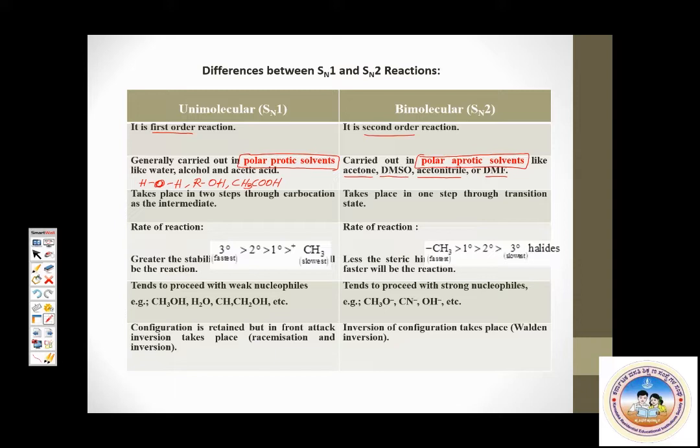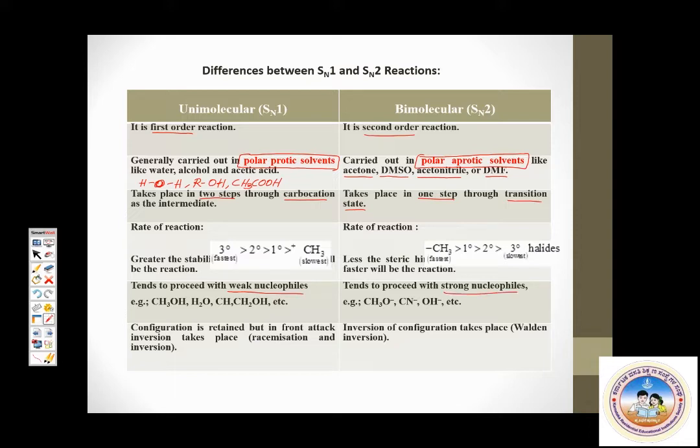Okay. Then for SN1, carbocation is intermediate, takes place in 2 steps. For SN2, it takes place in 1 step and proceeds through a transition state, no intermediate. Now, rate of SN1, I told you, tertiary greater than secondary greater than primary, whereas rate of SN2 mechanism is primary greater than secondary greater than tertiary. Okay, right. And weak nucleophiles favor SN1 mechanism, whereas strong nucleophiles favor SN2 mechanism. Weak nucleophiles SN1, strong nucleophiles SN2.